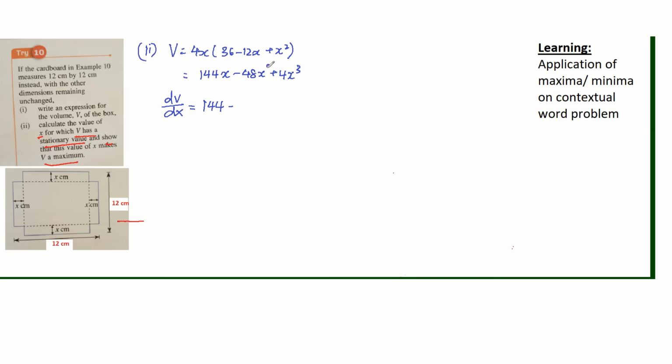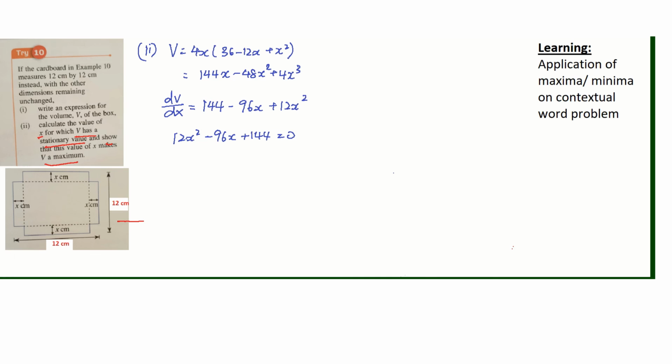Oops, sorry, there's a bit of mistake here. 96x plus 12x squared. Okay, so to find the stationary value of x, I would equate our dv over dx to 0.